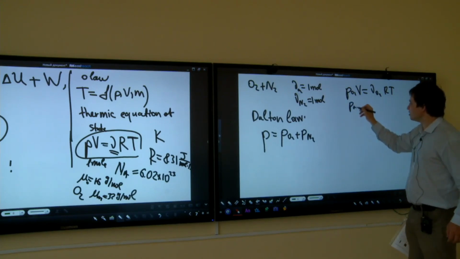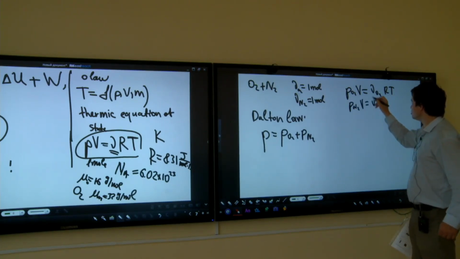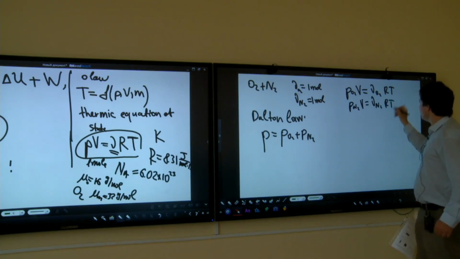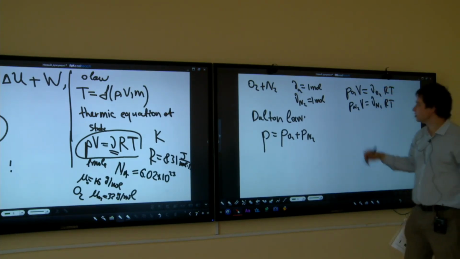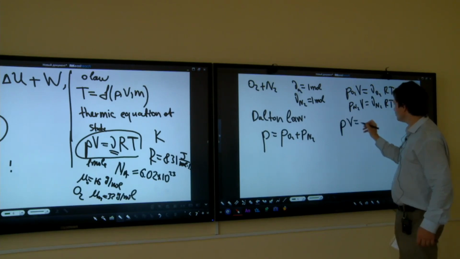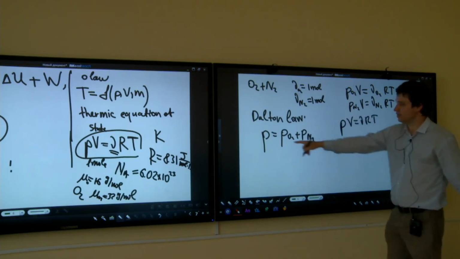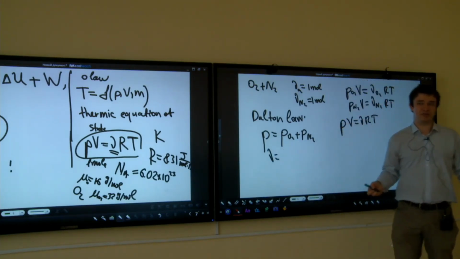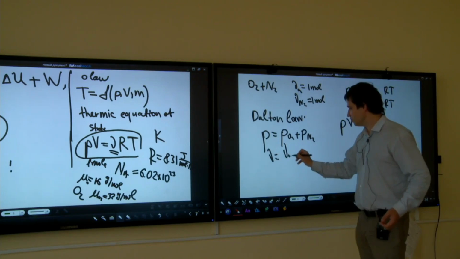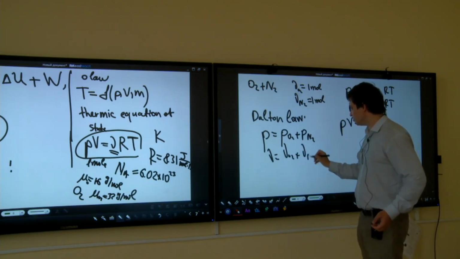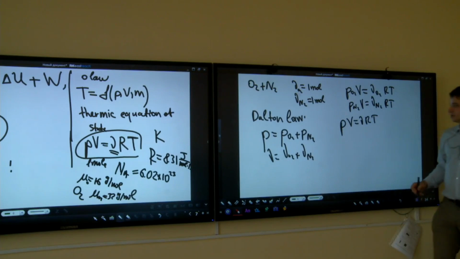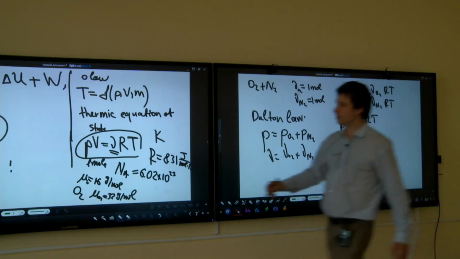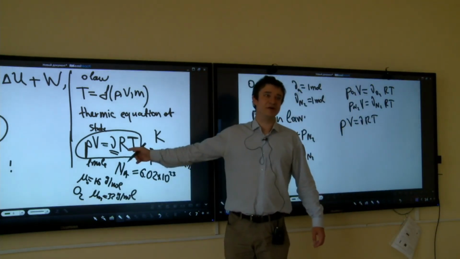Now I write the same for nitrogen. And then I can sum up these two equations. And I get PV equals nu RT, where P is given by this sum, and nu is the total amount of matter, which is the sum of the amount of oxygen and the amount of nitrogen. So same equation of state. So this thermic equation of state can be applied to any ideal gas.